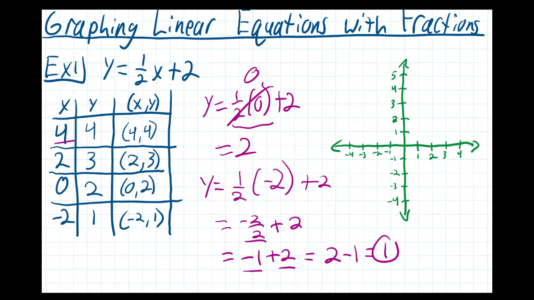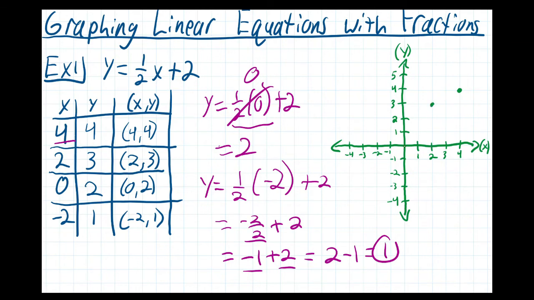So now let's go and plot our points and graph our line. The point 4, 4 means we are going over to the left 4 on our x-axis and up 4 on our y. So we end up right there. For the point 2, 3, we're going over 2 and now up 3.